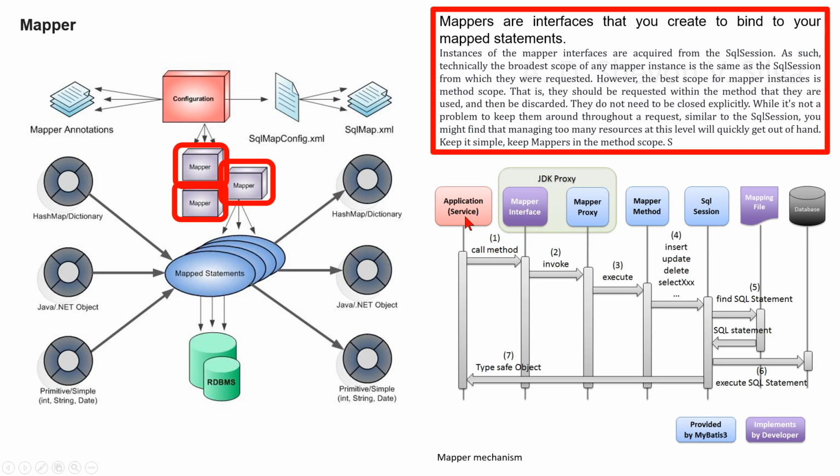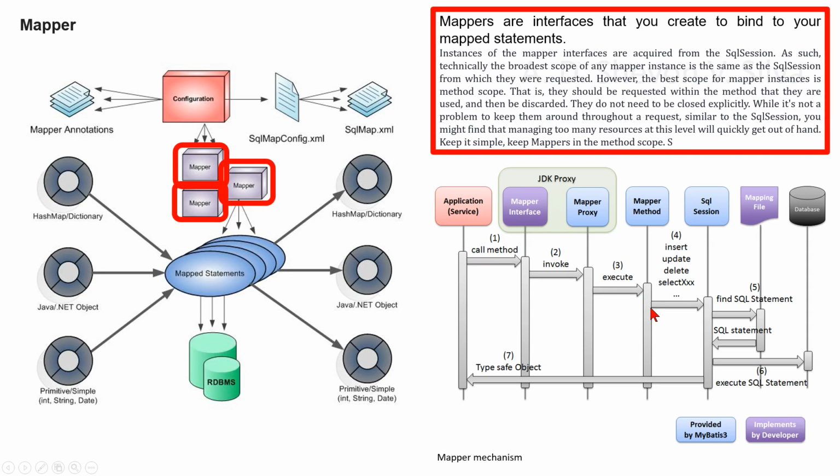Here you can see the application service, mapper interface and mapper proxy inside the JDK proxy. Here are the mapper method, SQL session, mapping file and database. The application service is connected to the mapper interface via the call method, and the mapper interface is connected to the mapper proxy via invoke, and the mapper proxy is connected to the mapper method via execute.